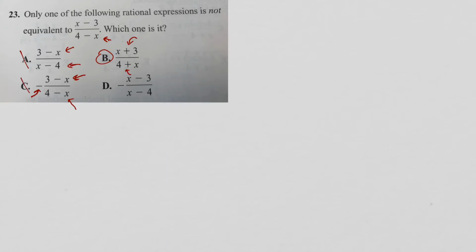So it wasn't C. And finally, part D, this is identical up in the numerator, but this is the opposite, but that negative takes care of that opposite. So part D is also equivalent. Part B was the only one that was not equivalent.